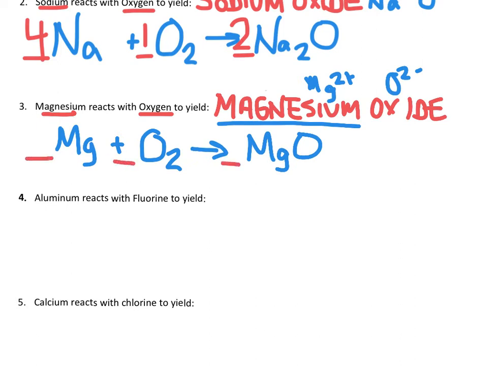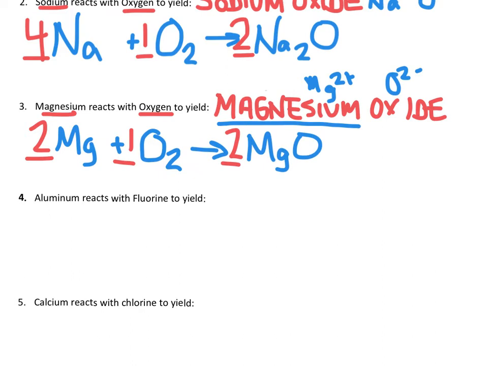It looks like I have 2 oxygens on the reactant side, so I'm going to need a 2 to make 2 oxygens on the product side. When I do that, that 2 also made 2 magnesiums, so that means I'm going to have to put a 2 here. And I think I end up with a 2, 1, 2 to balance it all out.